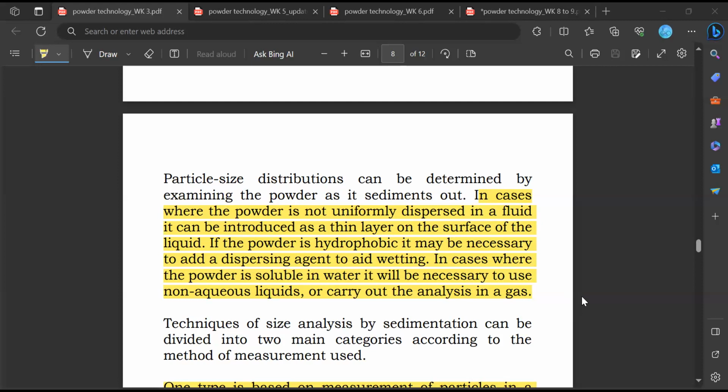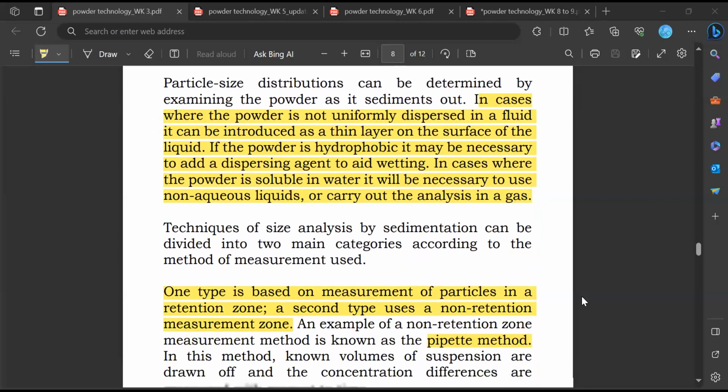So those are the three ways you can prepare your samples for sedimentation. Firstly, when the powder is not uniformly dispersed, you introduce it as a thin layer on the surface of a liquid. Second, if the powder is hydrophobic, you add a dispersing agent. And third, if the powder is soluble in water, it will be necessary to put it in a non-aqueous liquid, or you can put it in gas.